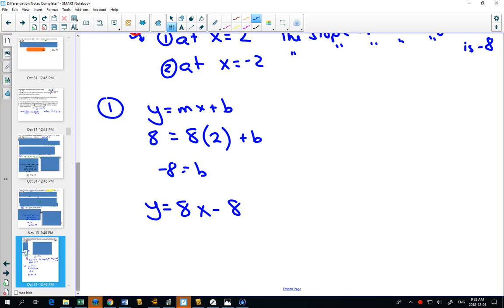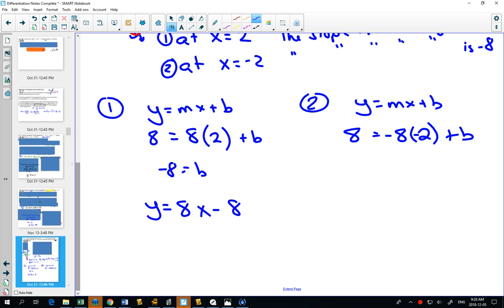I could do the same thing with equation number 2. My slope here is negative 8. I've got the point negative 2, 8. And solving for b, I get negative 8 again.